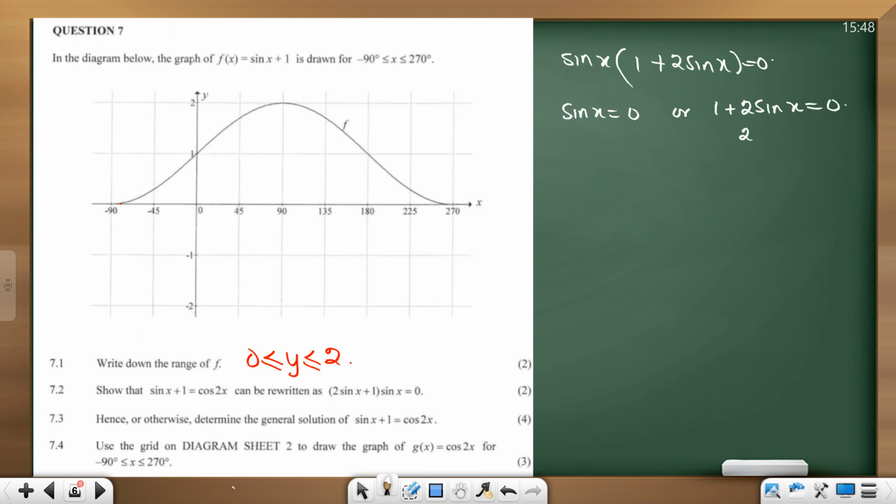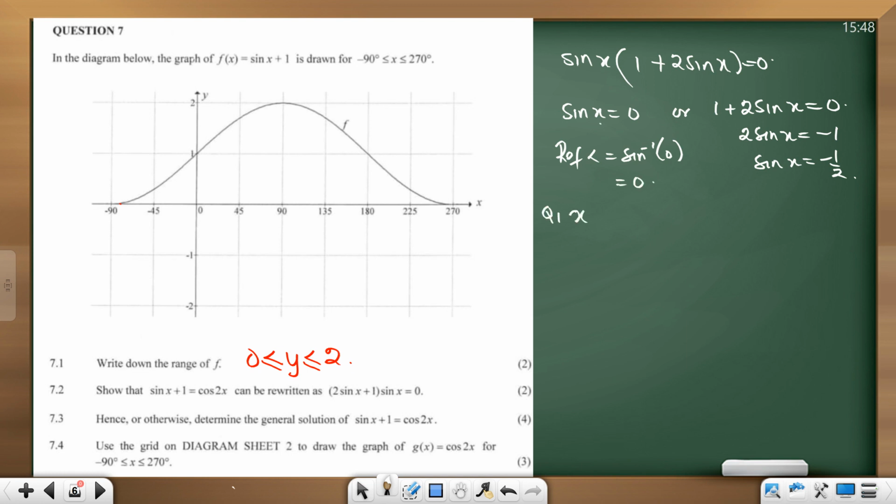And on this side, what do we know? 2 sine x equals negative 1. What is sine x equal to? Negative half. Can we do the one on the left? The one on the left, what's our reference angle? Our reference angle is what? Which is equal to 0.